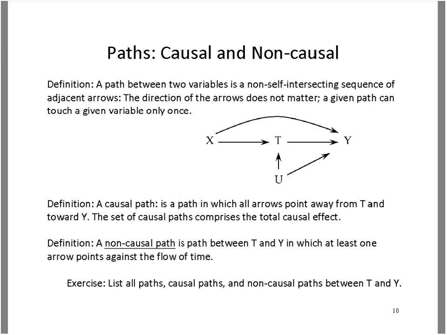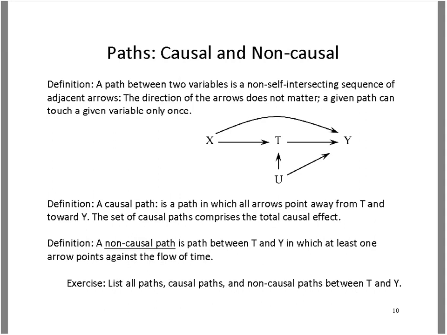First, we want to define the notion of a path. The formal definition of a path is that a path between two variables is a non-self-intersecting sequence of adjacent arrows. And that's highfalutin text speak for saying that a path is what you think a path really is. A path, say from X to Y, might be the sequence X, T, Y. It might also be the sequence X, T, U, Y.